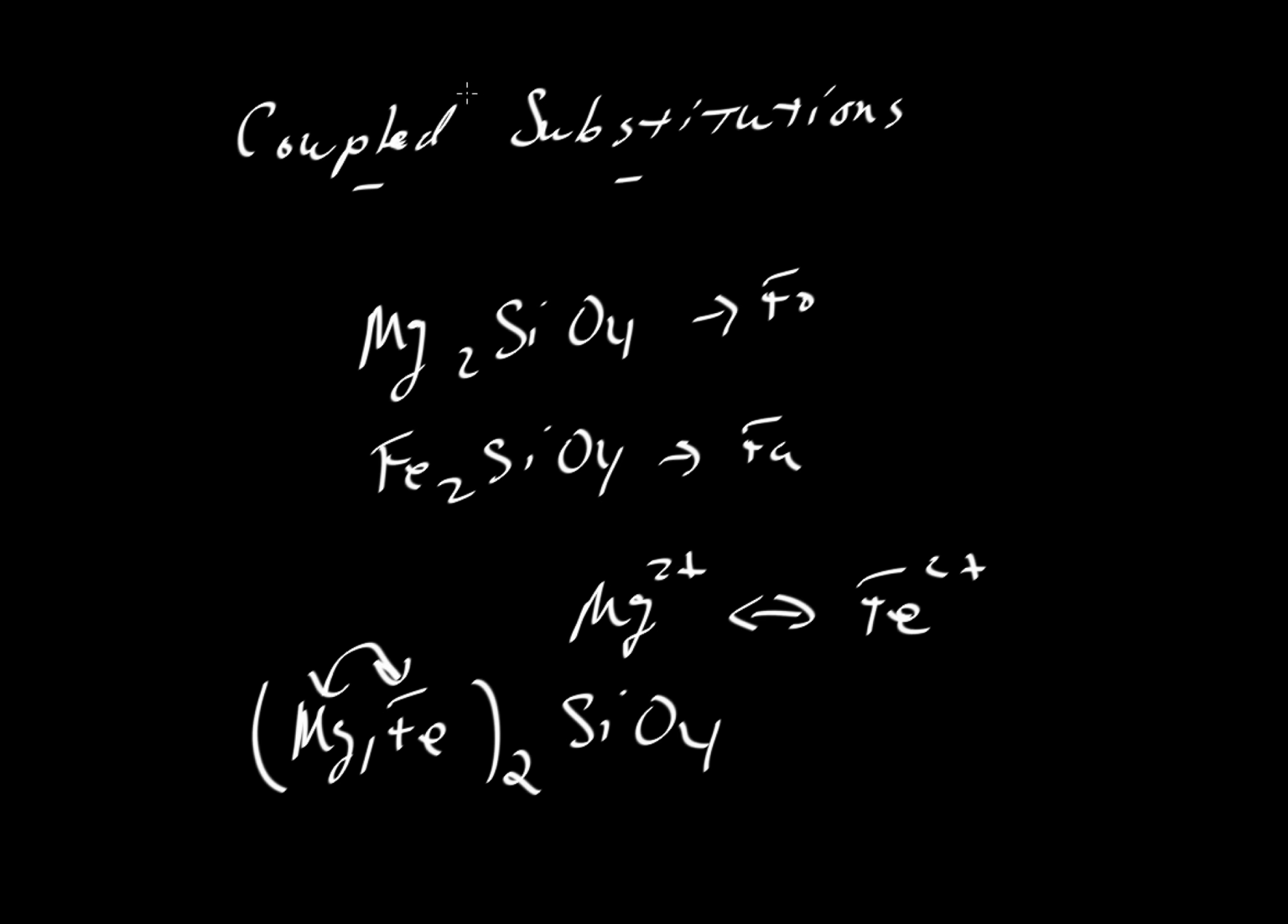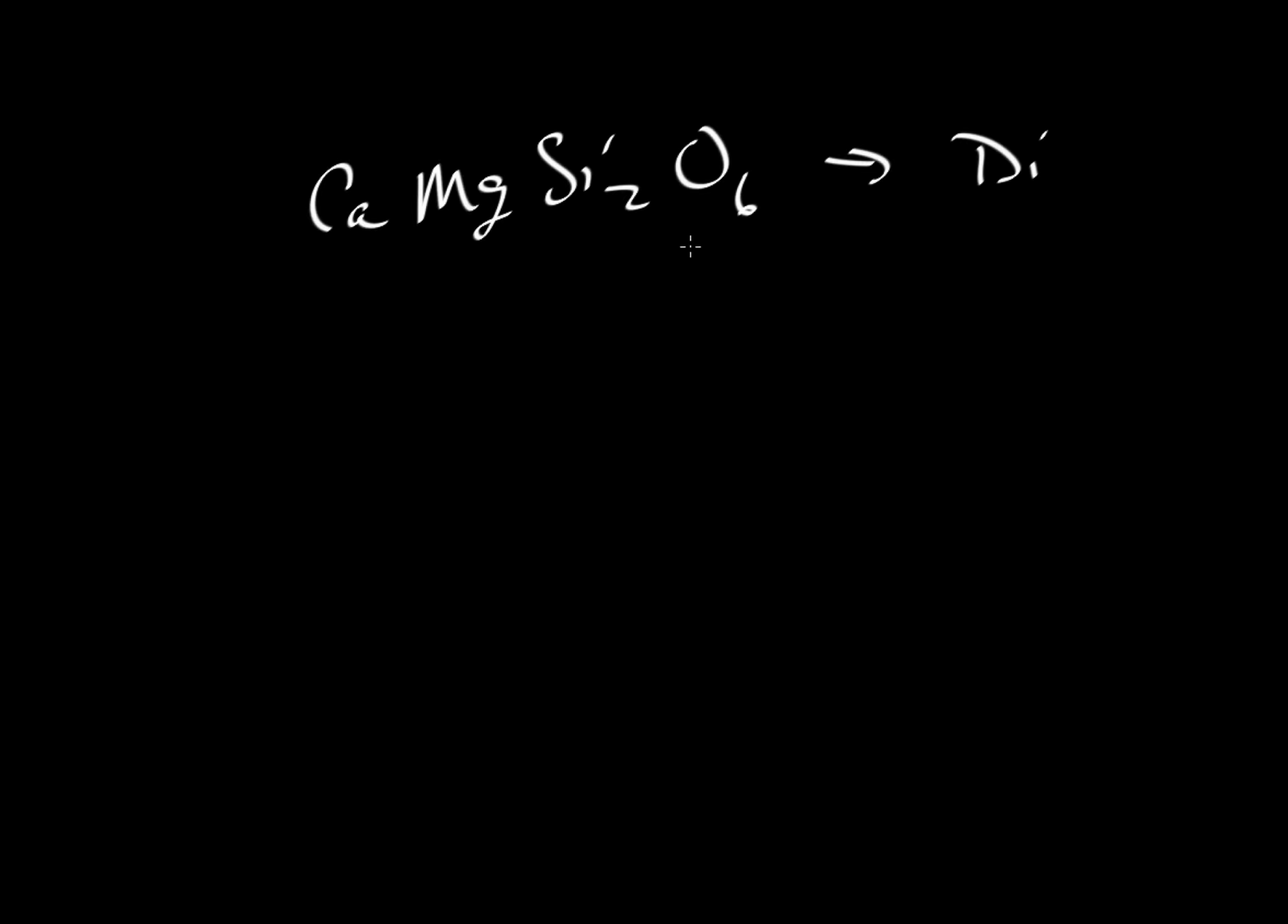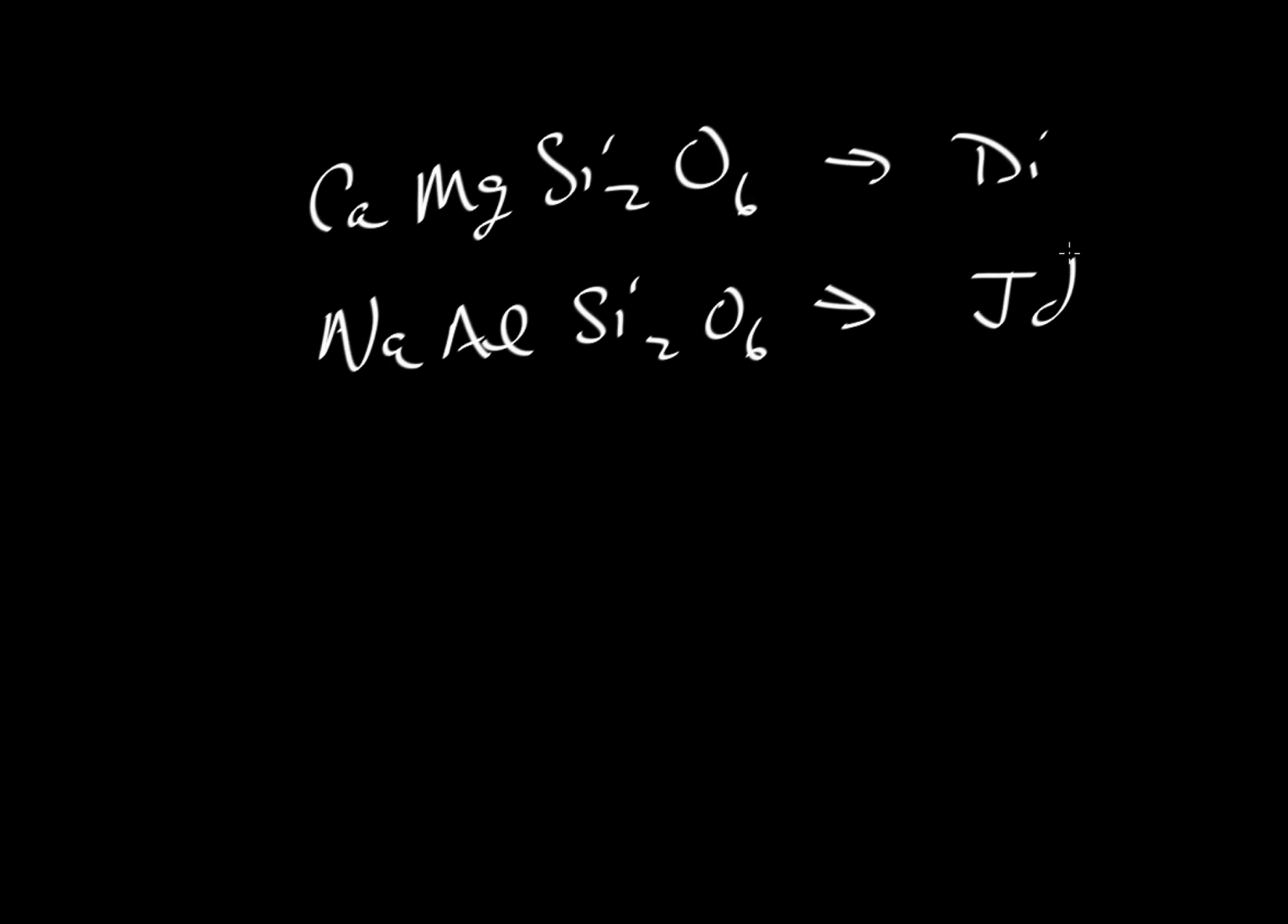Coupled substitution means something else. That means we're going to take atoms that come in pairs. So let's say we have the mineral diopside, CaMgSi2O6, and so that is diopside. And then another pyroxene is jadeite, NaAlSi2O6. So that is jadeite. We'll just write that as JD. That's the namesake for the gemstone jade.